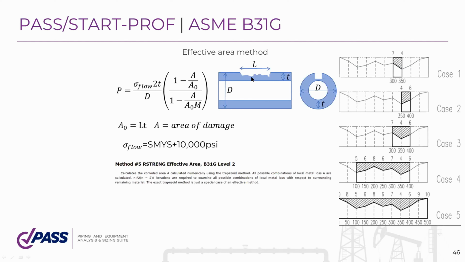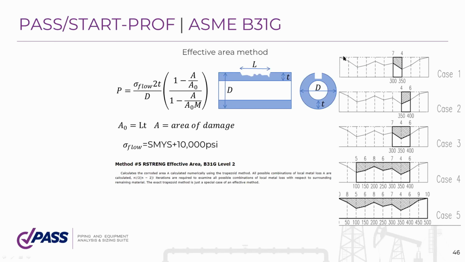And the most accurate is the effective area method. In this case, we need to measure our defect, measure the distances between measuring points, and measure the pit depths along this defect, and input this data in software. It will calculate the area of the damage and consider several cases. So we need to check all the possible combinations of the areas.